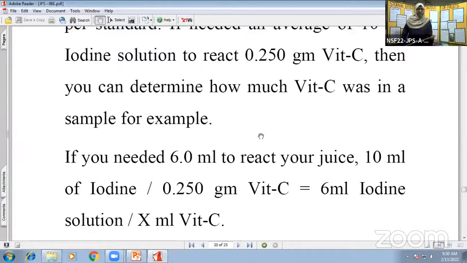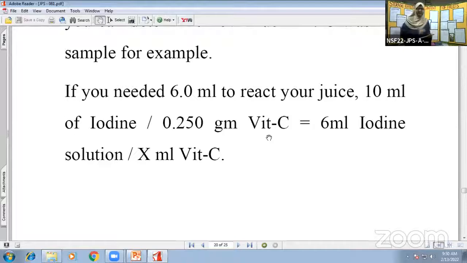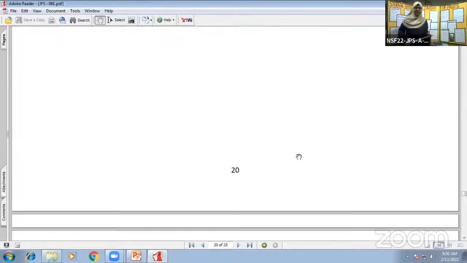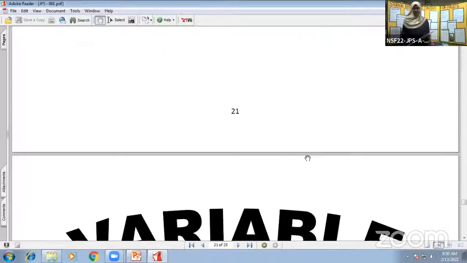So I can conclude that if you store the fruits, the vitamin C level will keep on decreasing and it's not good for your health. So eat fresh, be fresh. Thank you.